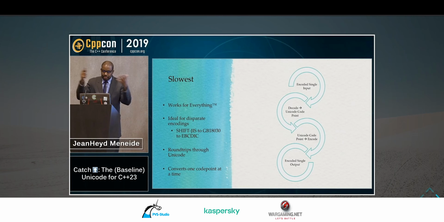The presentation says one code point at a time because at the time I was talking about a UTF encoding, UTF-8 in particular, but it works for all encodings, right? You pass in an encoded single input, you decode that encoded single input, and you get a Unicode code point. Then you take that code point and you go to the other encoding and you ask it to encode that, and then you hand that encoded single output back to the user, right? And that is how you basically do an encoding conversion from encoding alpha to encoding beta without any loss of generality here.